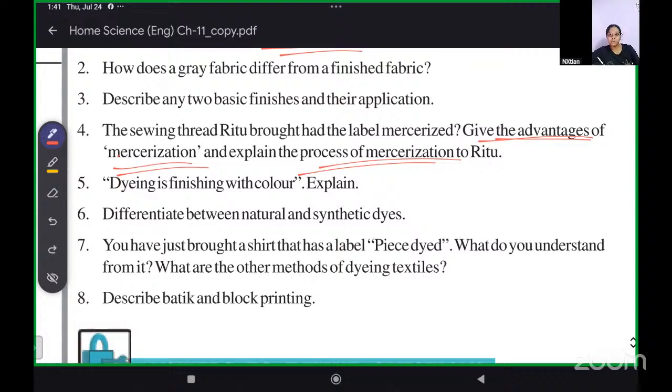A statement is given to you that dyeing is finishing with color. That's the meaning of it. It means that there is a color. Dyeing is when color is added to a fabric.